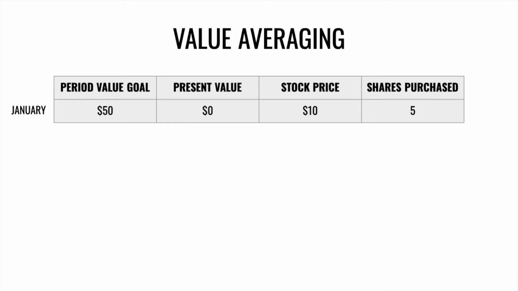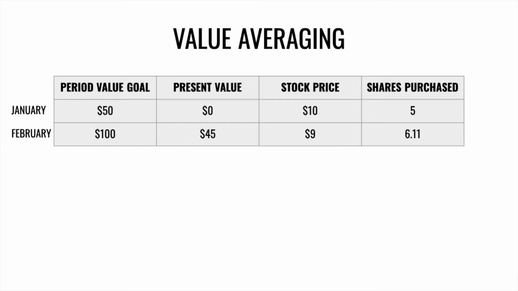Currently, I don't own any shares of XYZ, so my present value is 0. So for this one, I'm just going to take my $50 divided by the stock price of 10, and I'm going to buy 5 shares. Now in February though, I still want to add another $50. So my goal is 50 plus 50 or 100. Now if you remember though, in February, XYZ's stock price fell to $9.